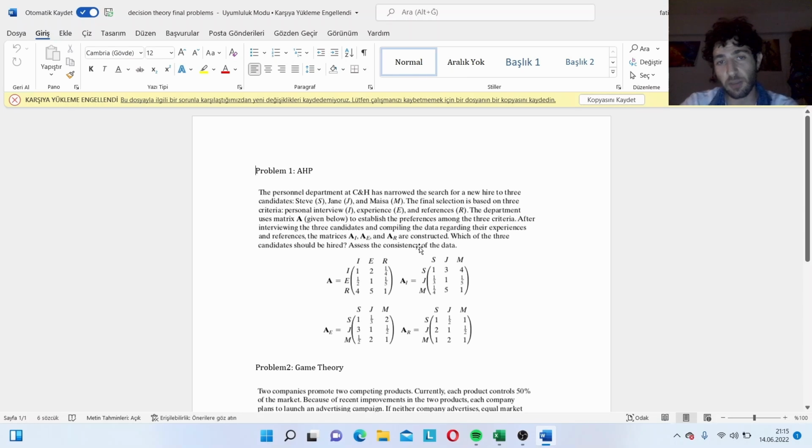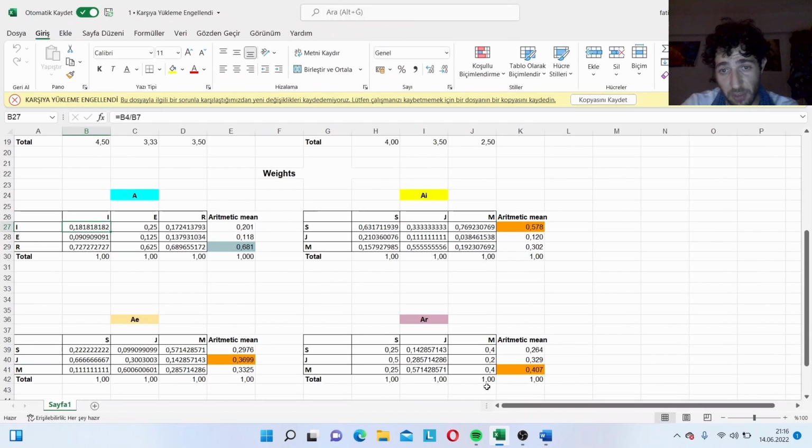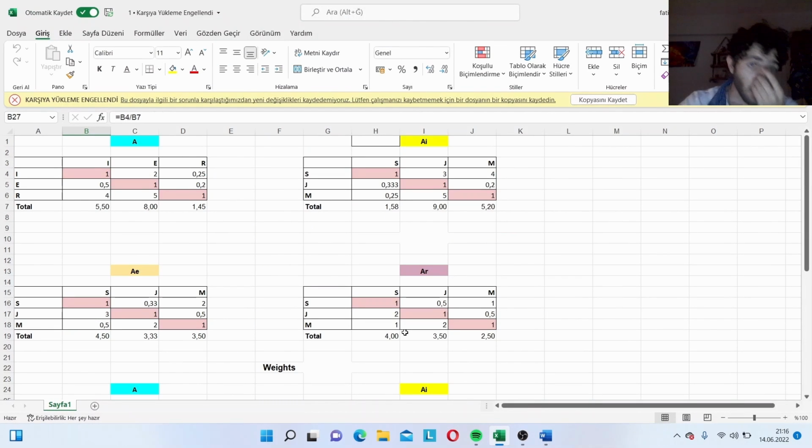In this question there are matrices, and for criteria you see these matrices. For personal interview, this table, this matrix, and for experience, you see the numbers. We will use these numbers on the Excel sheet, and for references, you see another matrix here. I copied these numbers onto the Excel sheet, and let's see these numbers on the Excel sheet.